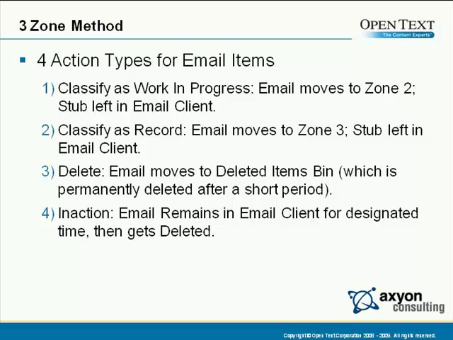The same is true for classifying a record. If your email is moving from zone 1 or zone 2 to zone 3, you can have a stub in your email client. You can access that email from Outlook the way you normally would, or you can access it from your ECM repository. You can also actively delete and move items to your deleted items bin, and probably this has a short retention period. Or the nice thing too about this zone approach is that inaction, where email just remains on your email client because you've decided to do nothing with it, will cause the item to be deleted.